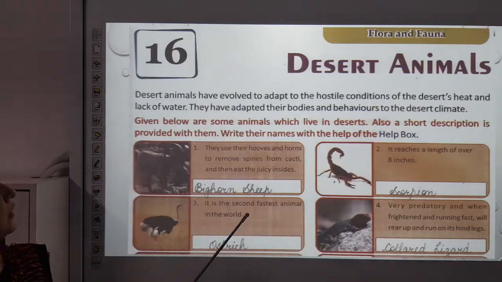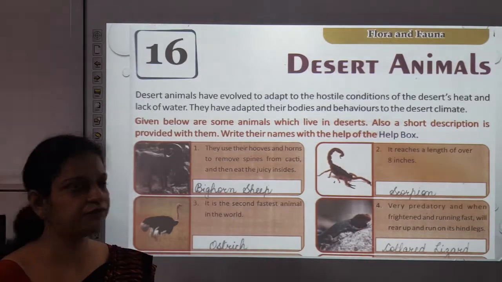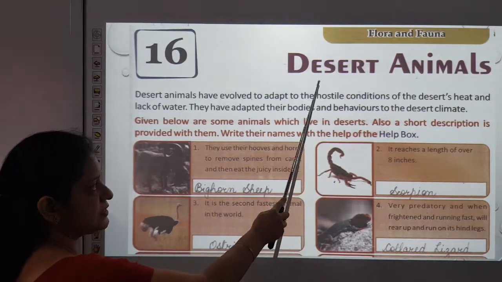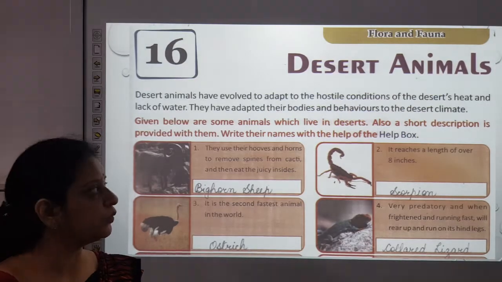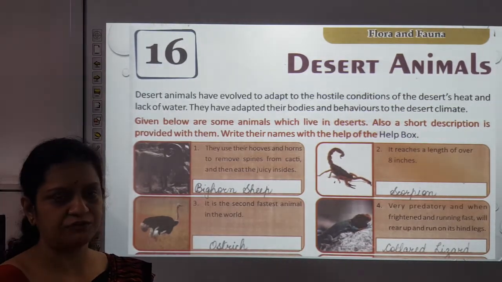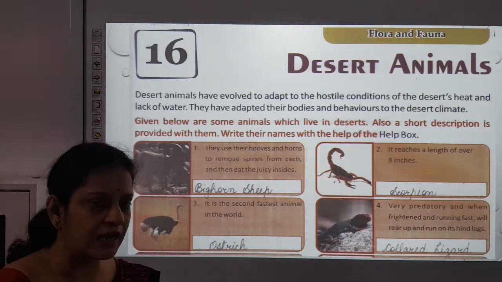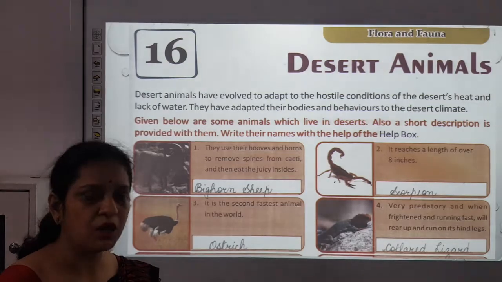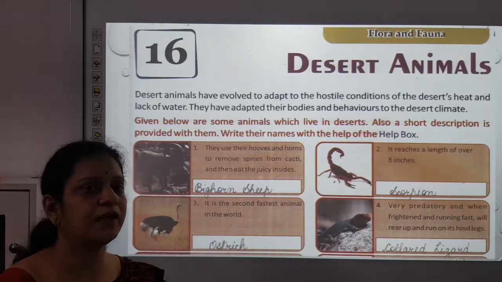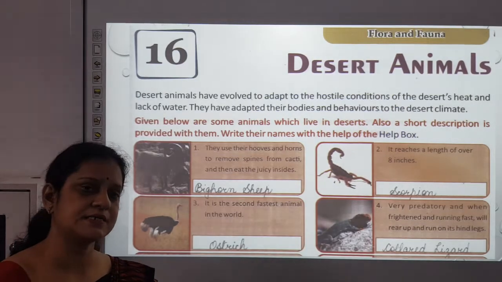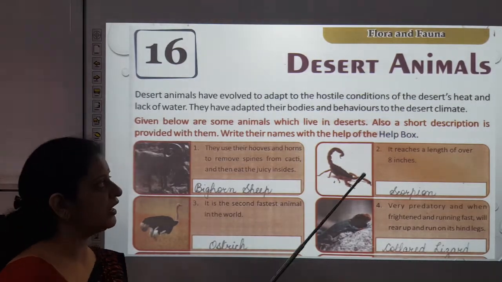Now moving on to the next chapter, that is 16, Flora and Fauna. That is desert animals which we are going to cover under this topic. Students, we have read about many kinds of animals. Who live on land are known as land animals, who live in desert are known as desert animals, who live in water are known as aquatic animals. Clear? So we are going to discuss here some desert animals who live in deserts.